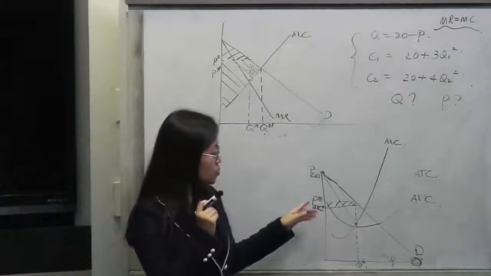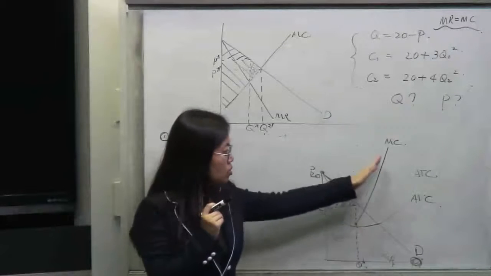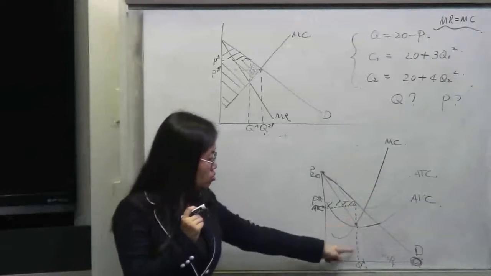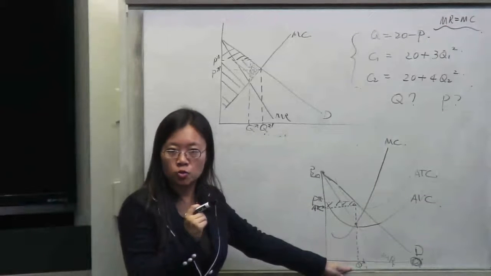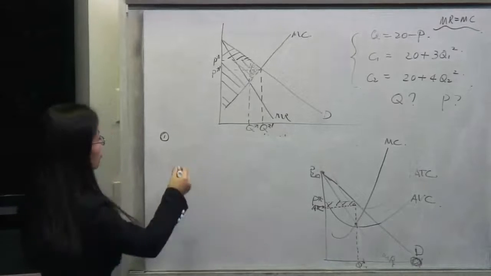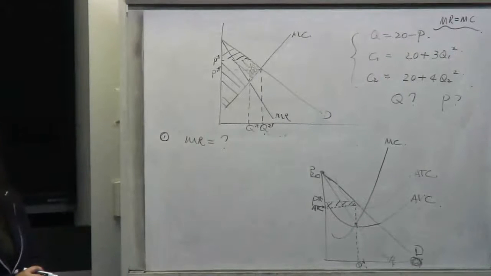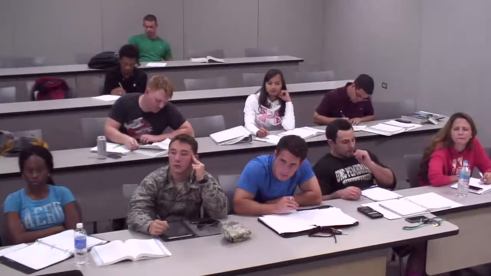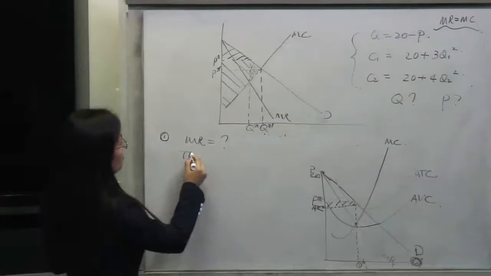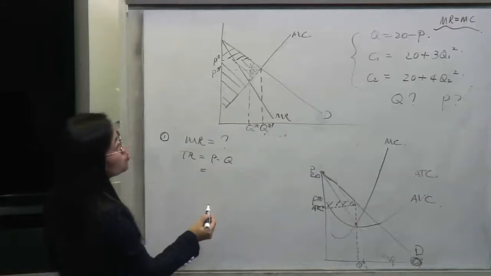So first thing, look at this graph here. What do we need? Marginal revenue, right? And marginal cost to find the optimum. The approach should be the same. So first thing, we have to derive what? Marginal revenue. How do we derive the marginal revenue? I'll show you. Take the derivative of total revenue. Okay, what is total revenue, guys? P times Q.